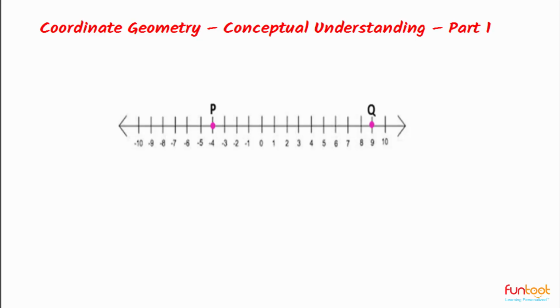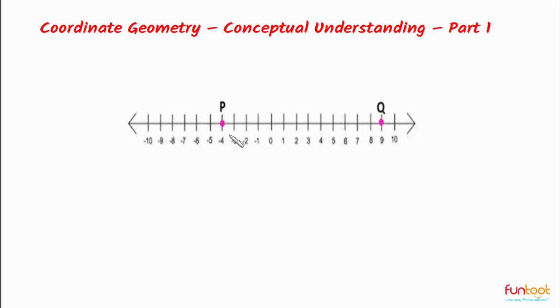In this video, let's conceptually understand coordinate geometry. The concept of coordinate geometry is built on the idea of coordinates, which is the basic information that helps us to define the position of an object or a point. Here, if we look at this figure, we have points P and Q at positions -4 and 9. Coordinate geometry helps us in defining positions of point P and Q.